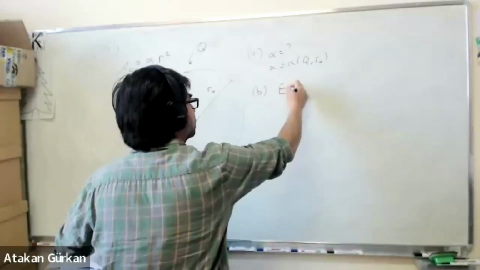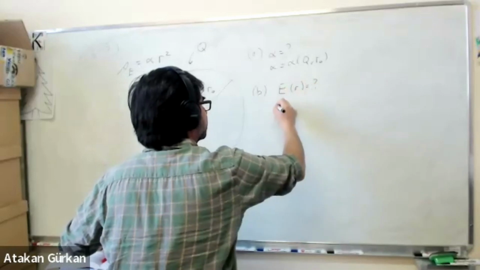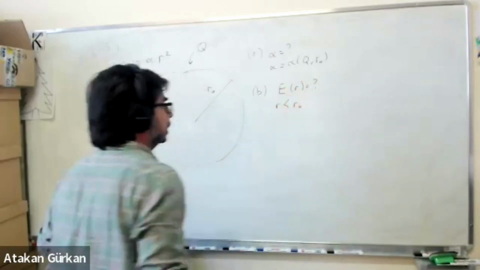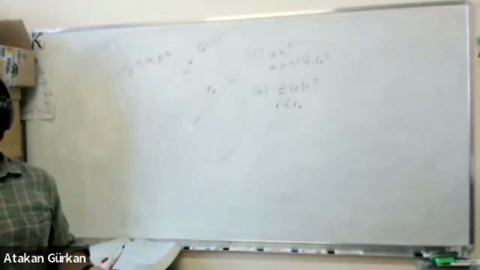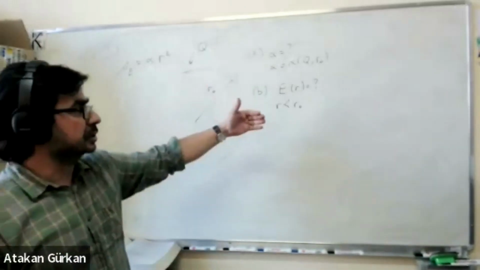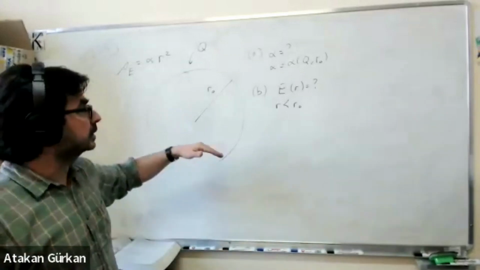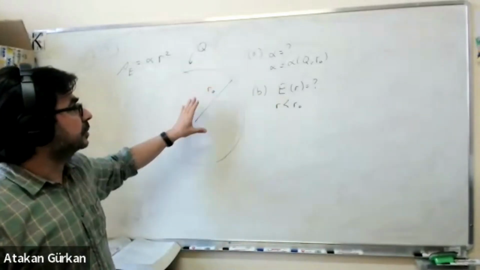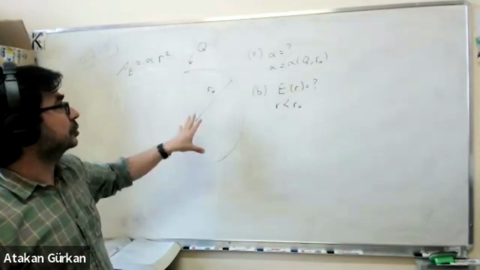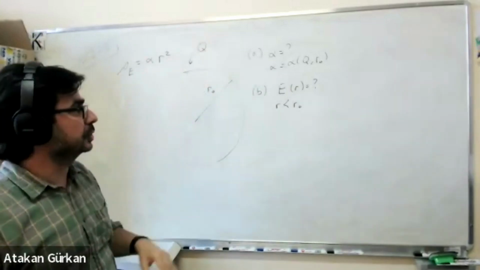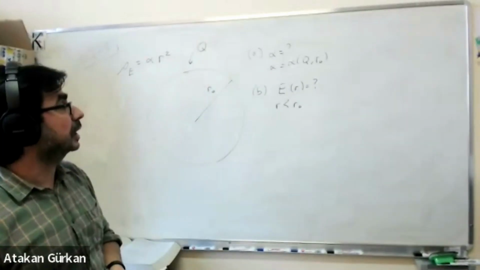So E is a function of R, where R is less than R0, right? This time they're not asking the case R larger than R0, because that will proceed exactly the same as the solid charge. It doesn't matter that there's some radial dependence, as long as it's spherically symmetric, a charge distribution from outside is going to look like a point charge at the center. So this time they're not bothering asking this.